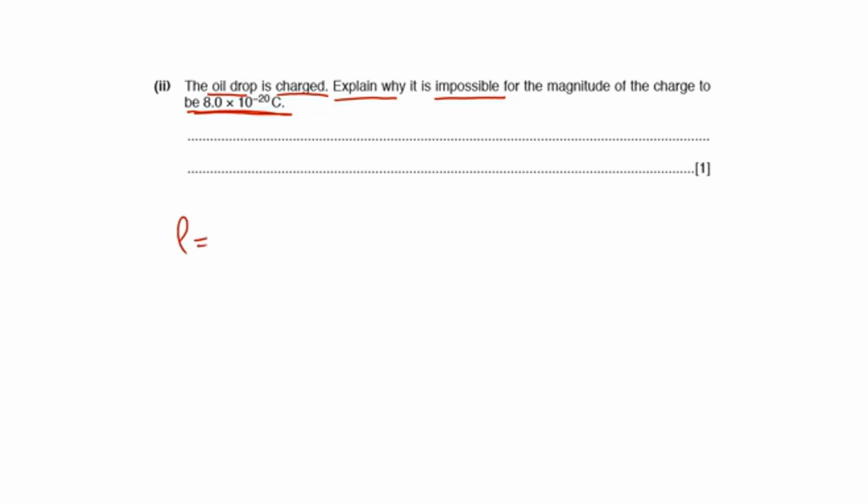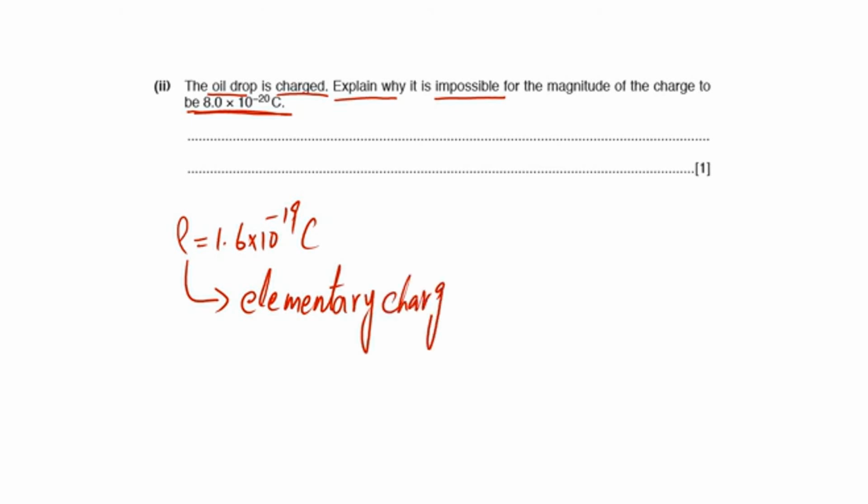The first thing we need to understand is that e is equal to 1.6 times 10 to minus 19 coulombs, and this is called elementary charge. So we call this elementary charge. What exactly does elementary mean? Elementary simply means the smallest possible charge. So simply we can say the smallest possible charge.